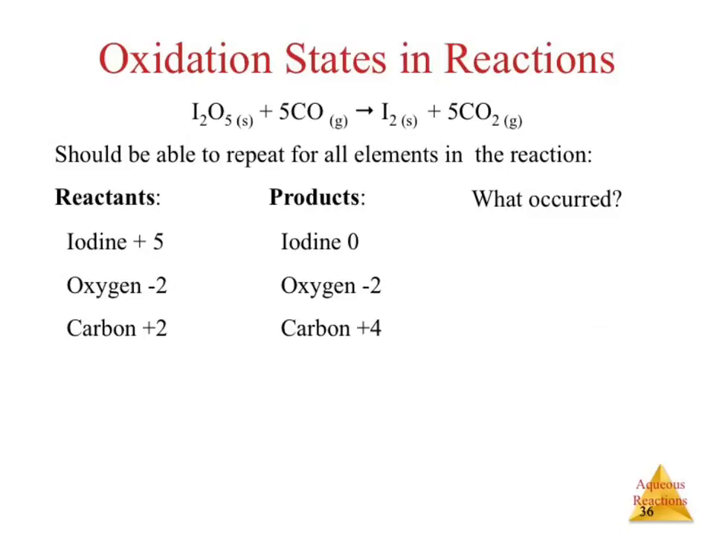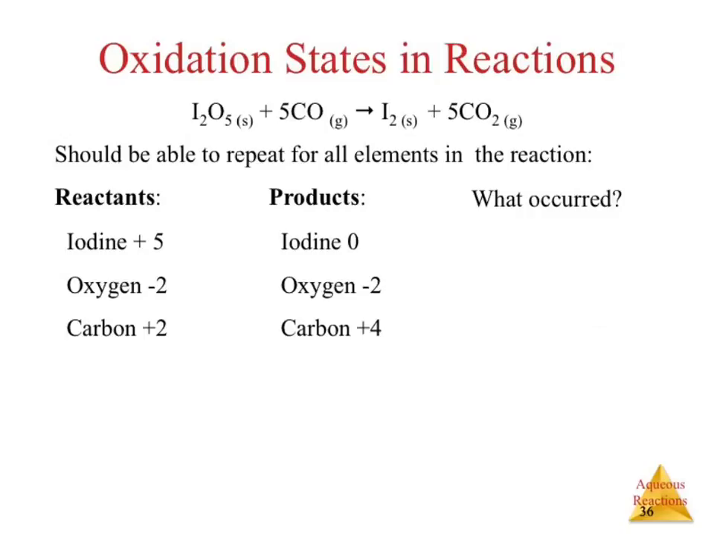Iodine started at a +5, and in the product it has a 0 oxidation state. How did it go from a positive to a 0? Don't even look at our oxidized or reduced. Just tell me what happened to it. How do we go from positive to 0? What has to happen? We're hearing lost and gained of electrons.